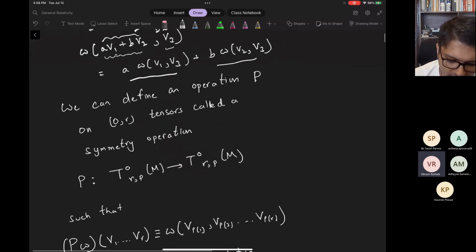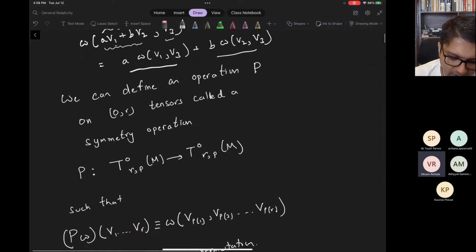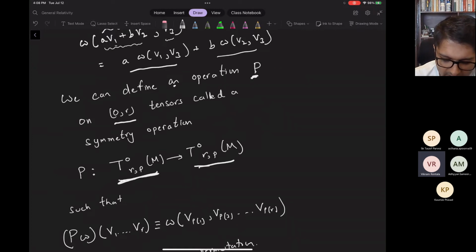We've not yet got to forms. So what we're going to do first is define two operations that we can perform. These operations are denoted as P, and these are operations we perform on 0R tensors. These are called symmetry operations. What it does is map a particular tensor of type 0R at the point P to another tensor of type 0R again at the same point P.